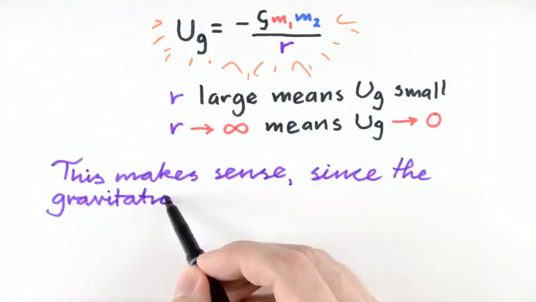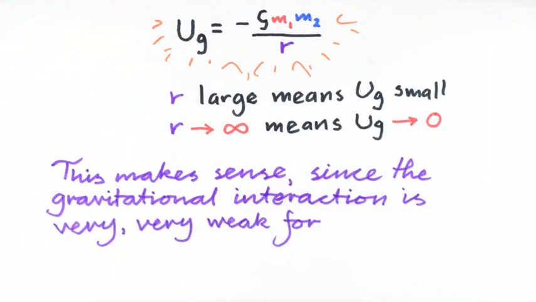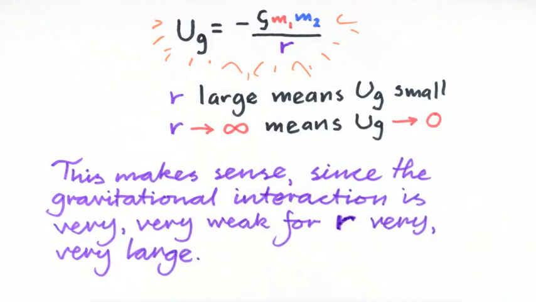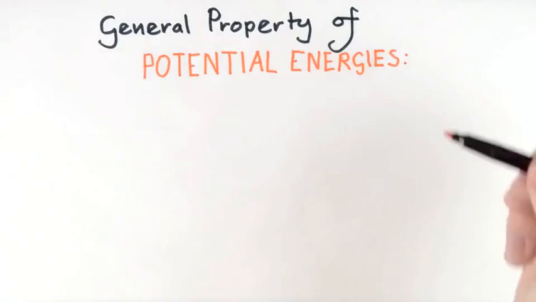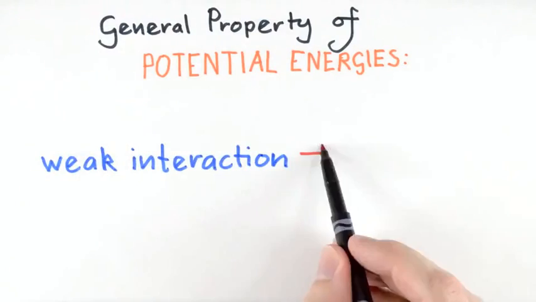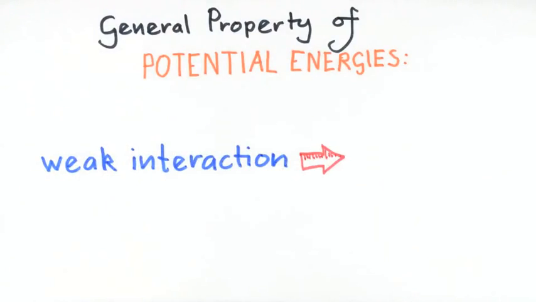This makes physical sense because when the particles are very far apart, the gravitational interaction should be very, very weak, meaning the total energy of our combined system should be just due to the kinetic energies of each particle added together. Very weak interaction means the potential energy is nearly 0. This is a general property of potential energies, not just gravitational. When an interaction becomes very weak, in this case by having the particles very far apart, the corresponding potential energy is nearly 0.